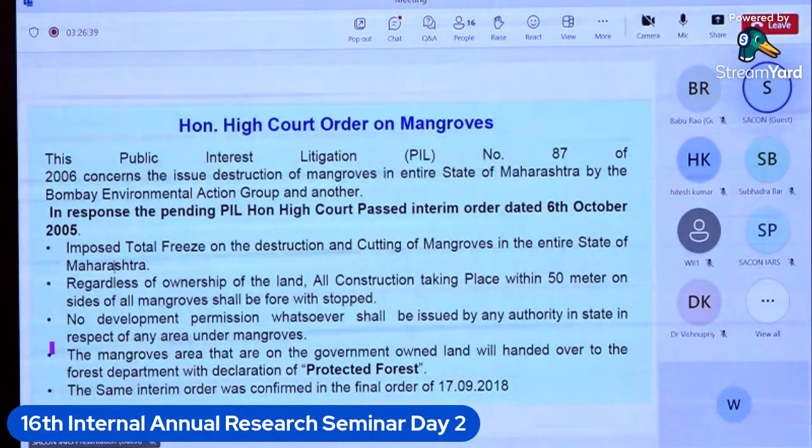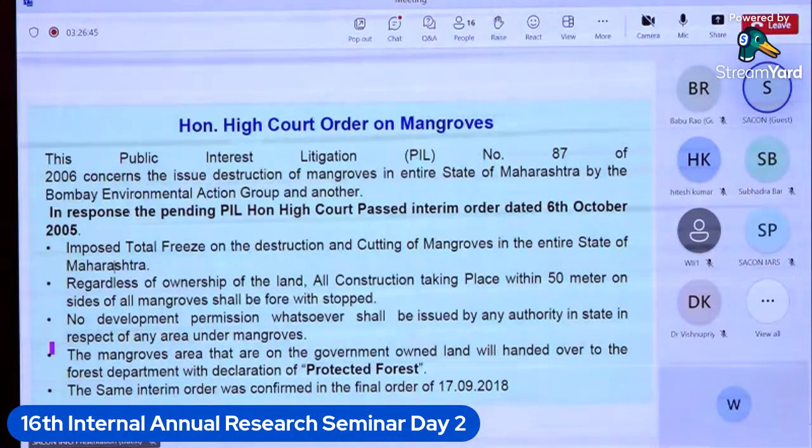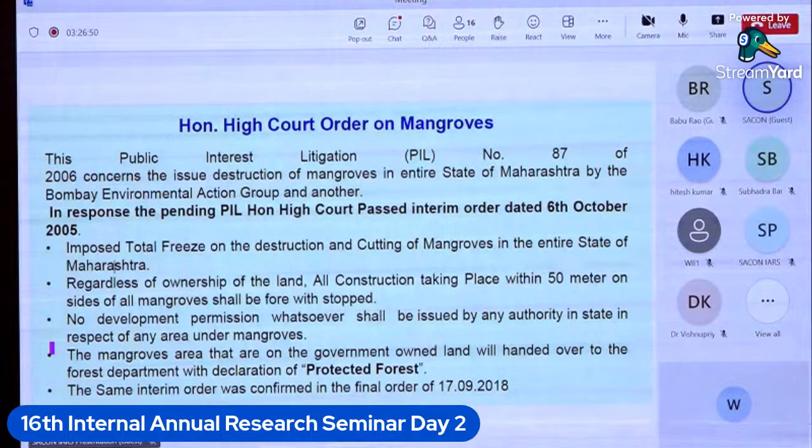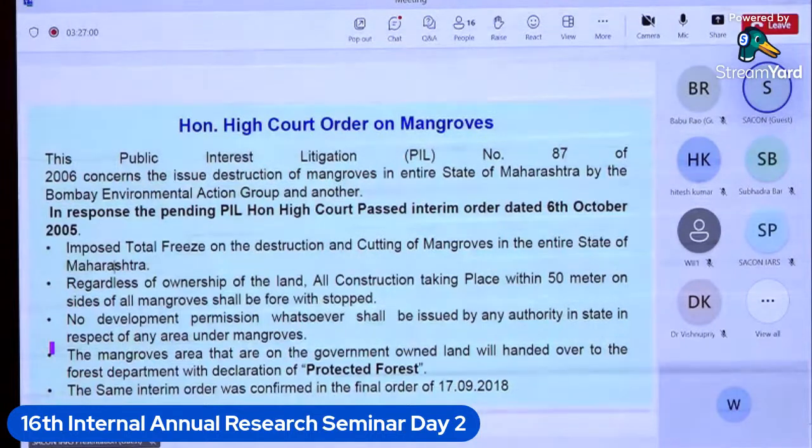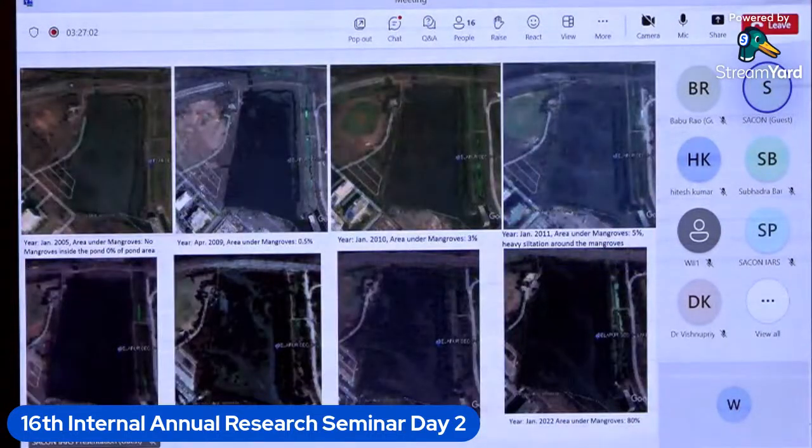And there was this PIL by one of the NGOs in Mumbai in 2005. Based on the PIL, later in 2006 and finalized in 2018, it was totally freezed. Mangrove cutting was freezed in the state of Maharashtra. It was considered protected, and the land the government had declared as protected forest. So based on the satellite imagery that we compared since 2005, we found that in 2005 there were just no mangroves within this holding pond.